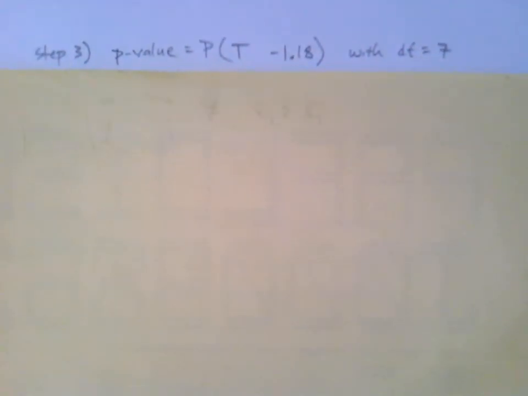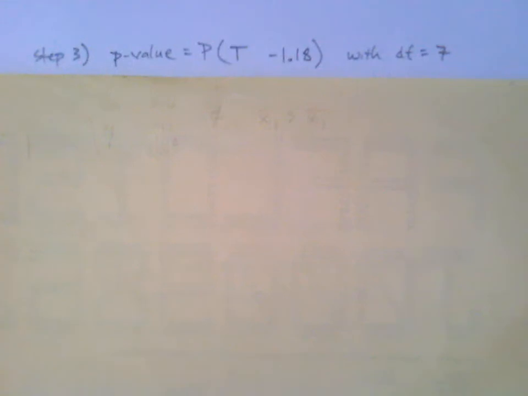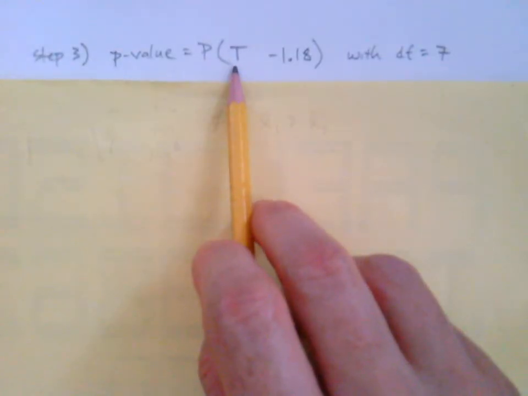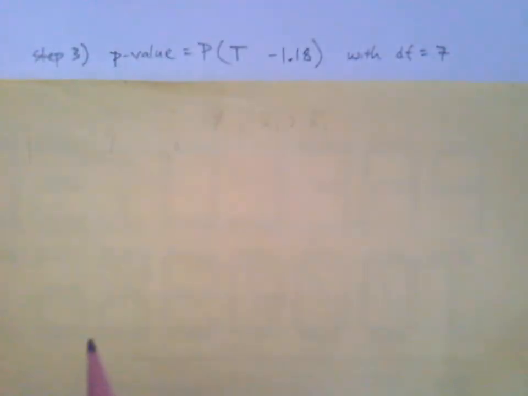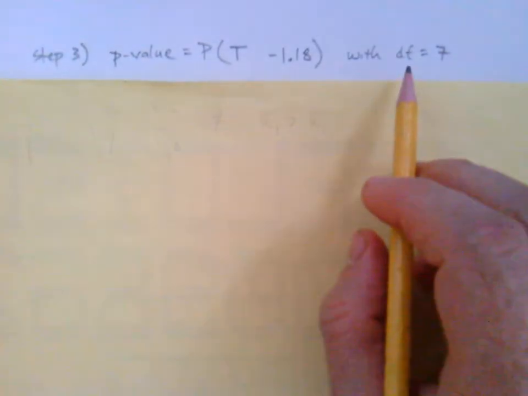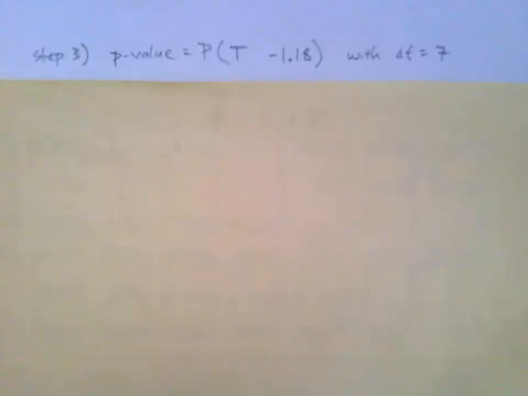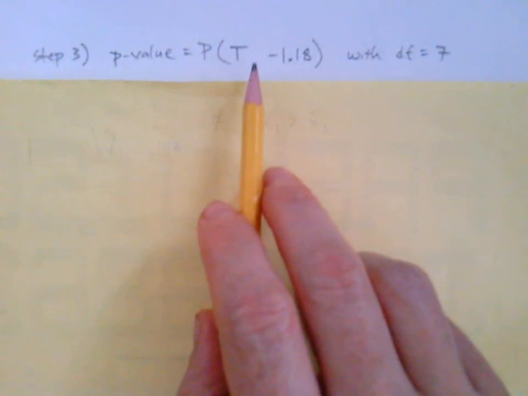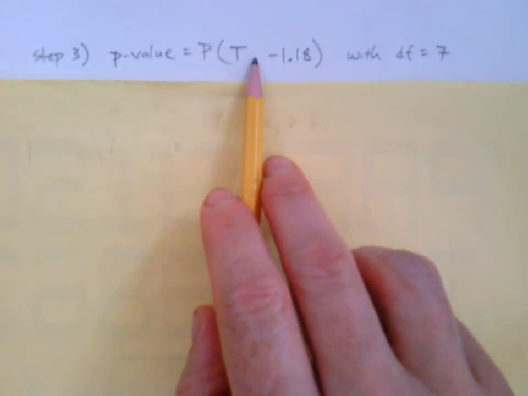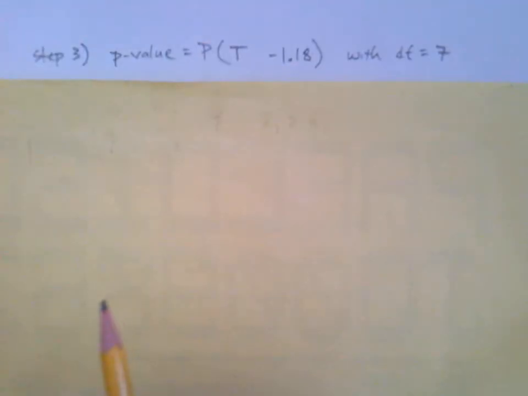All right, let's go to step 3 finally. Step 3 is the p-value. So, of course, we use the t-calculator. We had negative 1.18. Our sample size was 8, so we need 7 degrees of freedom. And now a very important moment. Is it a less than or a greater than? Right there.